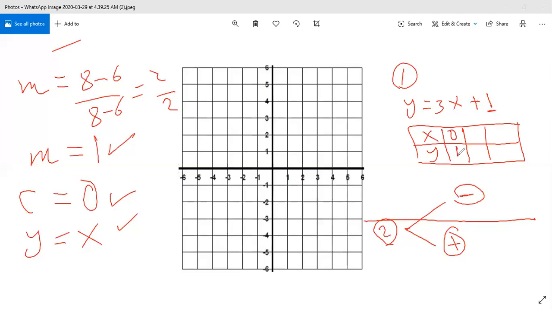Now, put x equals 1. 3 multiplied by 1 equals 3, plus 1, it's 4. So y equals 4. Put x equals negative 1. 3 multiplied by negative 1 is negative 3, plus 1, it's negative 2. Now, we can draw the ordered pairs (0, 1), (1, 4), and (-1, -2).